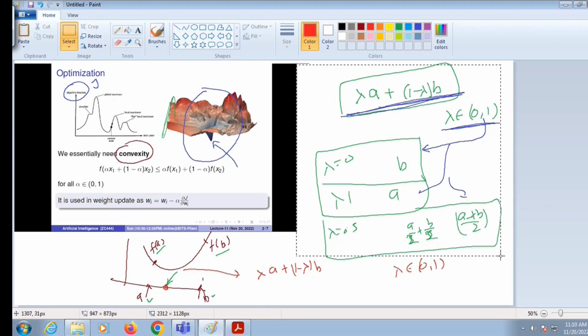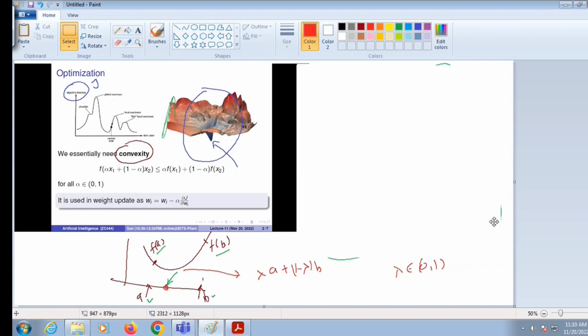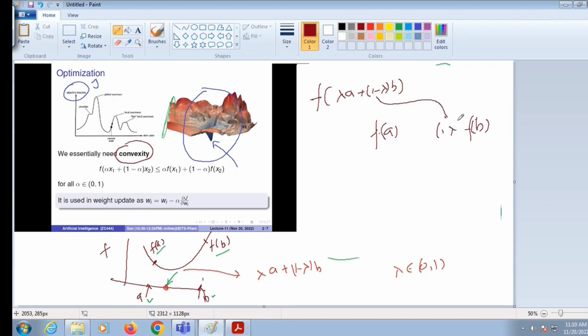Now I can ask another question: what is the goodness at this particular point? The goodness is f of lambda A plus 1 minus lambda B. Because for any point, if you want to find the goodness, let me say this is f. What was the goodness at point A? f(A). What was the goodness at point B? f(B). If I multiply the same factors here, lambda times f(A) plus 1 minus lambda times f(B).